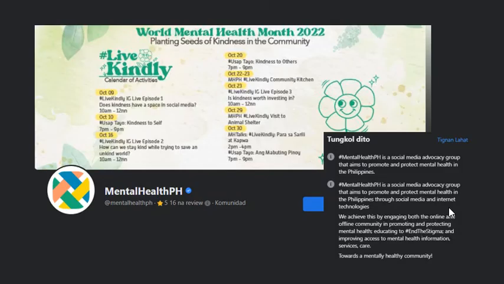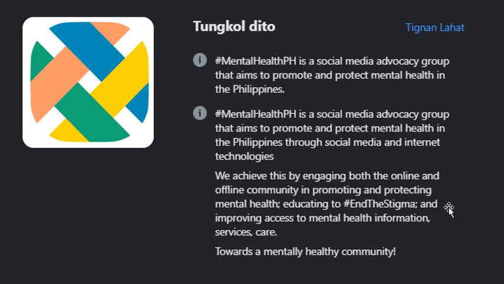So this is an actual Facebook page, Mental Health PH. So obviously, their goal is to advocate for mental health. So this is a screenshot of their Facebook page. So that's their logo. Take a look. It looks very simple. Ano po? So ito yung objective nila.